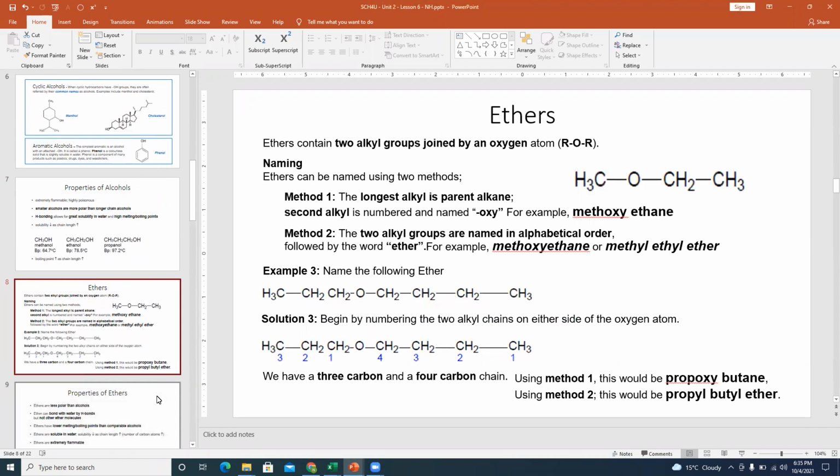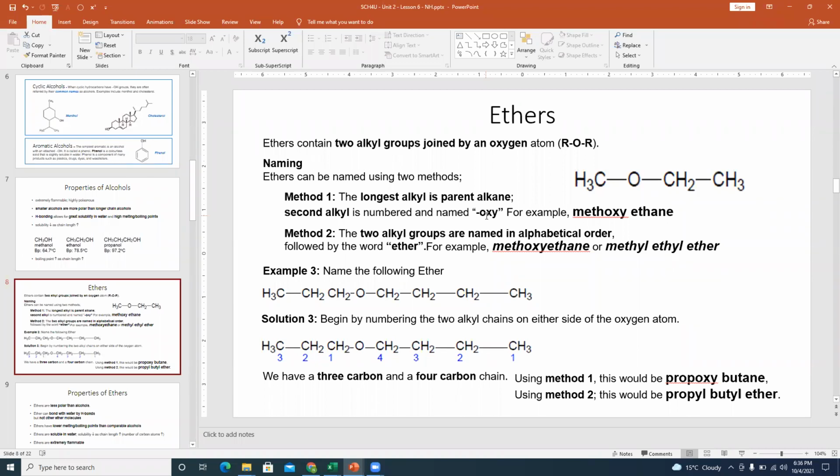The next group that we can talk about are ethers. Ethers contain two alkyl groups that are joined together by an oxygen atom. So the general formula for ethers is some part of the alkane group, an oxygen, and then the rest of the alkane group. So two alkyl groups joined by an oxygen in the middle. And ethers can be named using two methods.